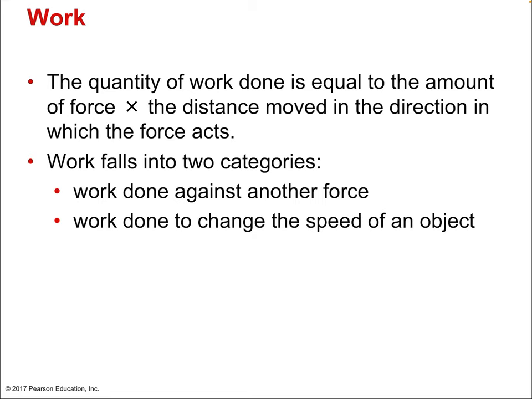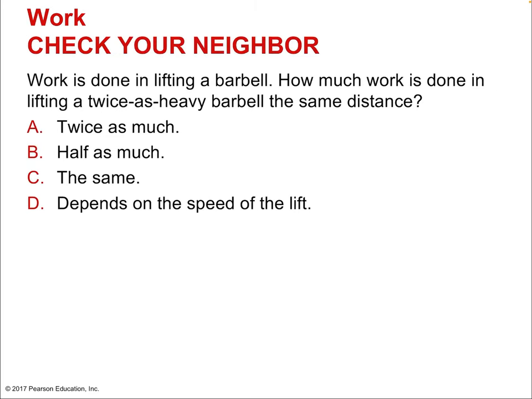Okay, so the quantity of work done is equal to the amount of force times the distance moved in the direction in which the force acts. So lifting the dumbbell, that was an example of doing work. Pushing against a wall is not doing work, okay? So work falls into two categories, work done against another force and work done to change the speed of an object, okay? So work is done in lifting a barbell.